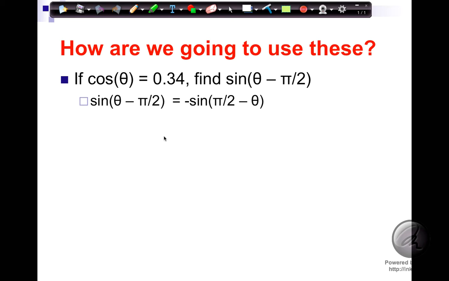Now, using our cofunction identity, we know that the sine of pi halves minus theta is equal to the cosine of theta. And we know what cosine of theta is. That's 0.34, so negative cosine is just negative 0.34, and that's our final answer. We didn't use a calculator, we didn't use any graphing. All we did was use our identities to show what that answer is going to be.